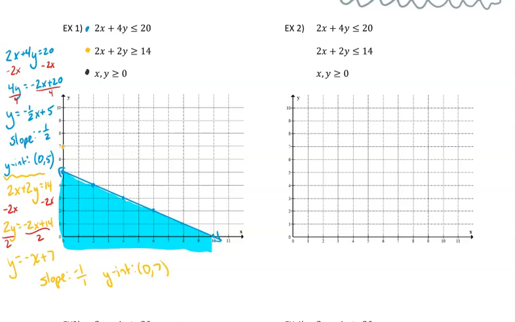So I'm going to put a point up here at 7. I'm going to go down 1, right 1, over and over. Then I'm going to draw the line through it. So here's our line. And now this one says greater than or equal to. So that means we are going to be shading above. So I'm going to shade above this line.